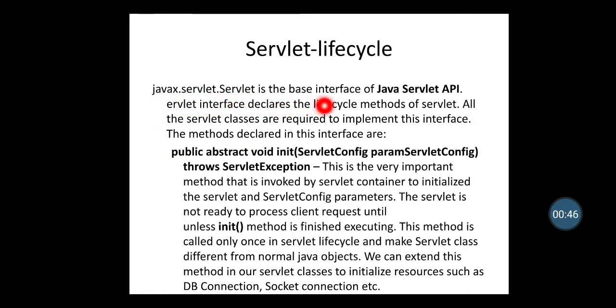servlet is the basic interface for the Java Servlet API. So public abstract void init() is a method which is used to initialize the servlet, which takes the parameter servlet configuration. That is, ServletConfig is a parameter here. So we have to throw the ServletException in order to handle the exceptions that are all caught in the servlet.